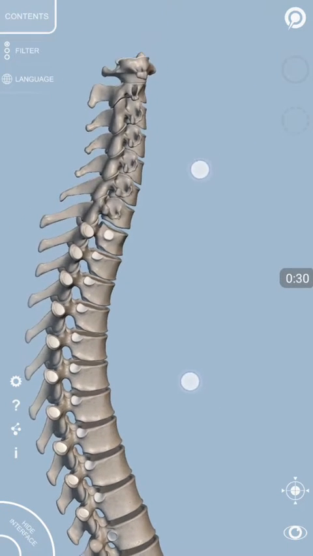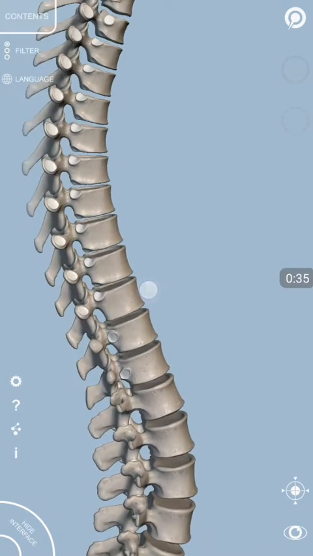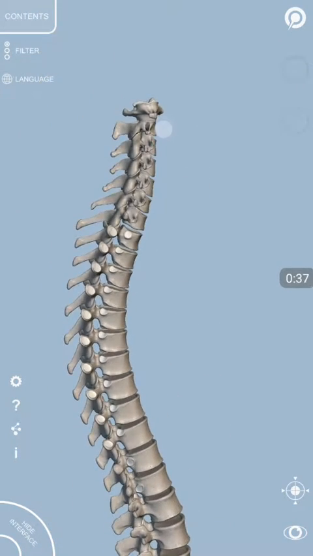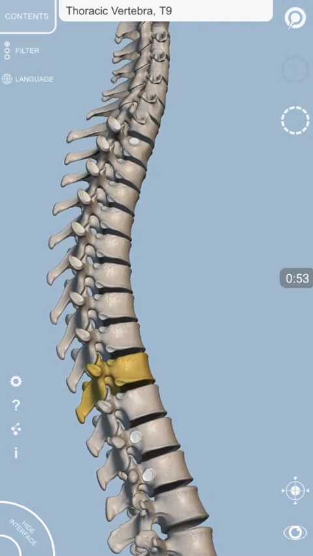So this is the spine, the vertebral column. As we can see here, these vertebrae are cervical vertebrae, whereas these vertebrae below, now highlighting, are the thoracic vertebrae, and they are 12 in number. And just beyond these thoracic vertebrae, we have the lumbar vertebrae and so on.